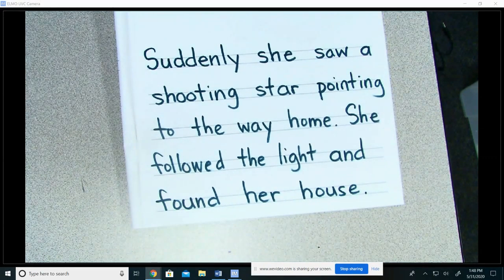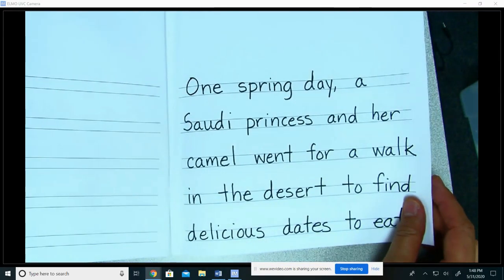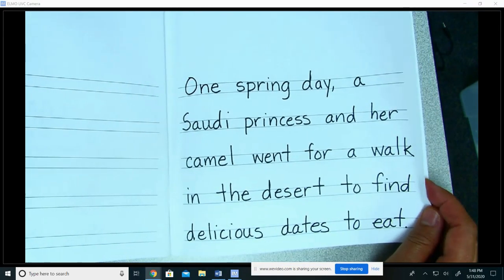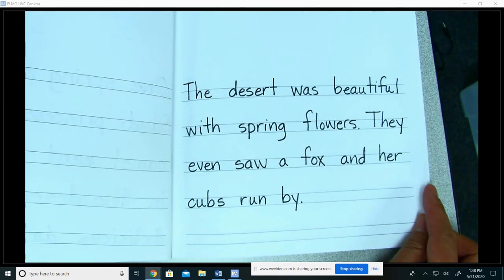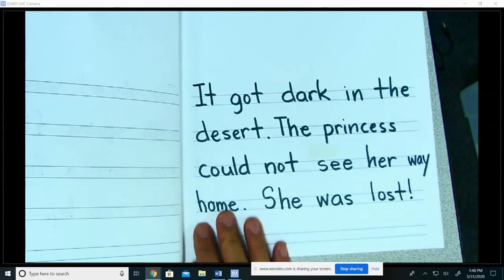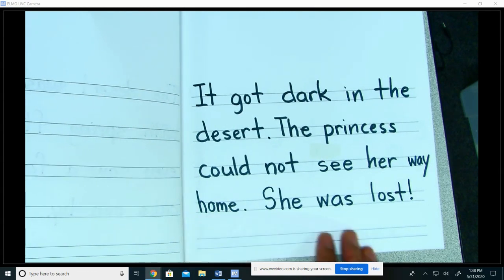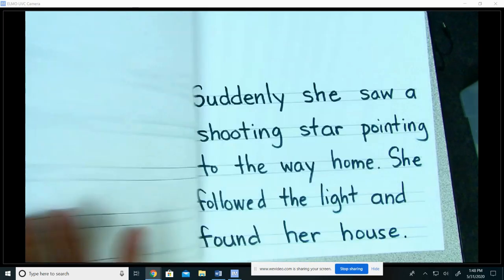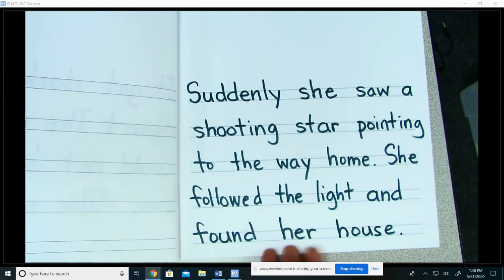All right, so let me just go back and read it again to see if it makes sense. Okay. All right, so here we go. One spring day, a Saudi princess and her camel went for a walk in the desert to find delicious dates to eat. The desert was beautiful with spring flowers. They even saw a fox and her cubs run by. It got dark in the desert. The princess could not see her way home. She was lost. Suddenly, she saw a shooting star pointing to the way home. She followed the light and found her house.